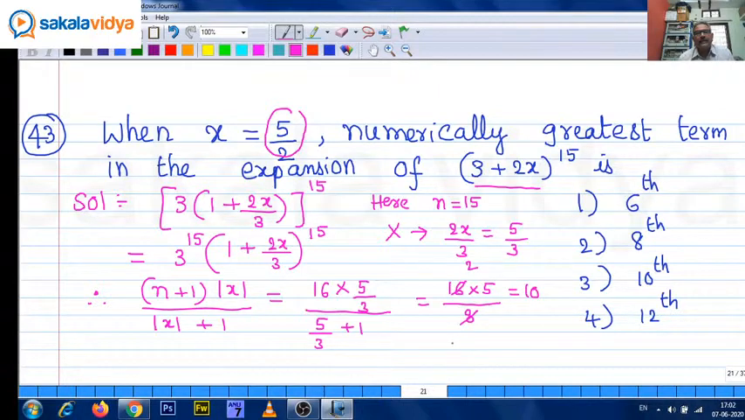So that means actually we have T10 and T11, both are correct. T10 is there, no problem. Third option is the right option.